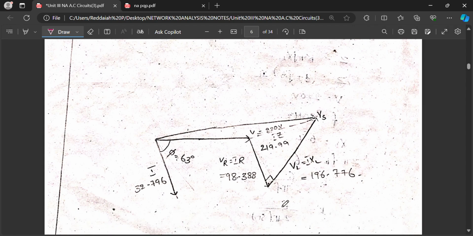Now draw the phasor diagram. V is taken as the reference, and current I lags at an angle of 63 degrees. Parallel to this is the IR drop VR, and at 90 degrees to this is VL, which is I into XL. V equals I into Z. If you join these, it is the supply voltage. This phasor diagram you must draw for any problem or theory question.